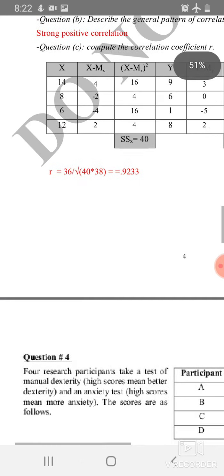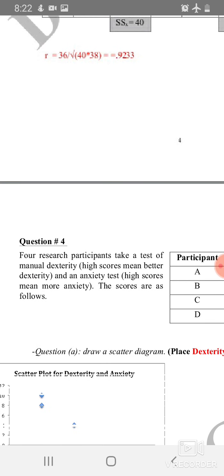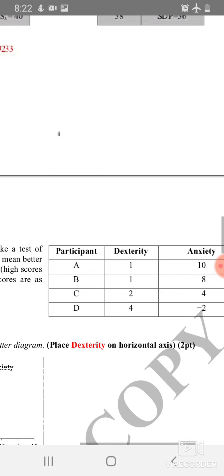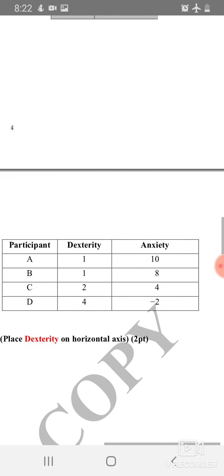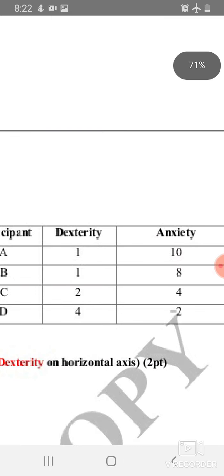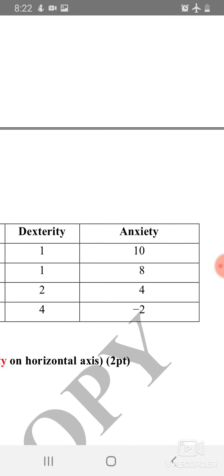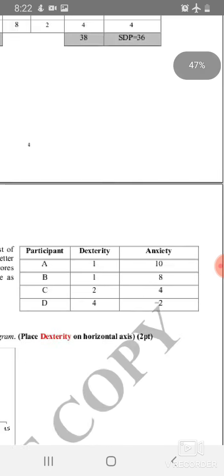We'll also go over the next question. 4 research participants take a test of manual dexterity. High scores mean better dexterity. And an anxiety test, high scores mean more anxiety. The scores are as follows. 4 participants, labeled A, B, C, and D. Dexterity scores are 1, 1, 2, and 4. And anxiety is 10, 8, 4, and -2.